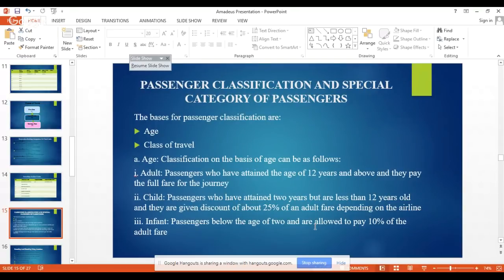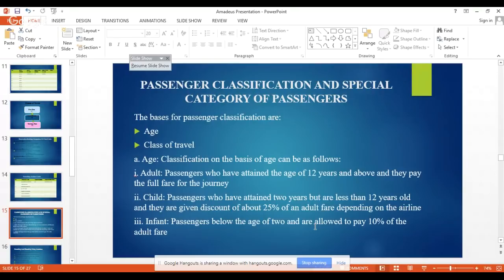Now, passenger classification and special category of passenger. Passengers are classified in different categories. The basis for passenger classification is, the first one is age, and next to that is the class of travel. Now, let's look at age firstly. Classification on the basis of age: we have adults, we have children, and we have infants.